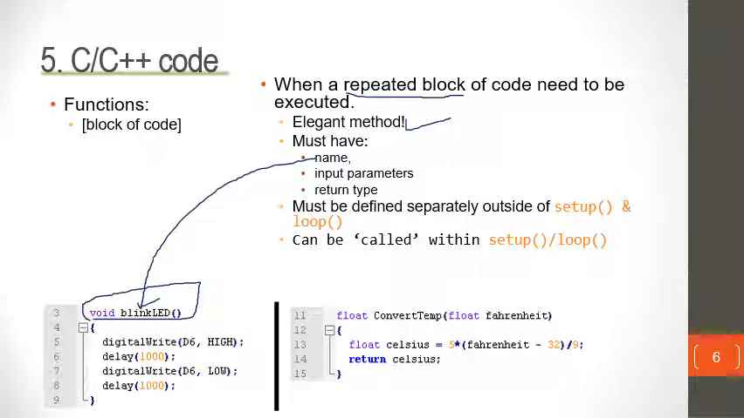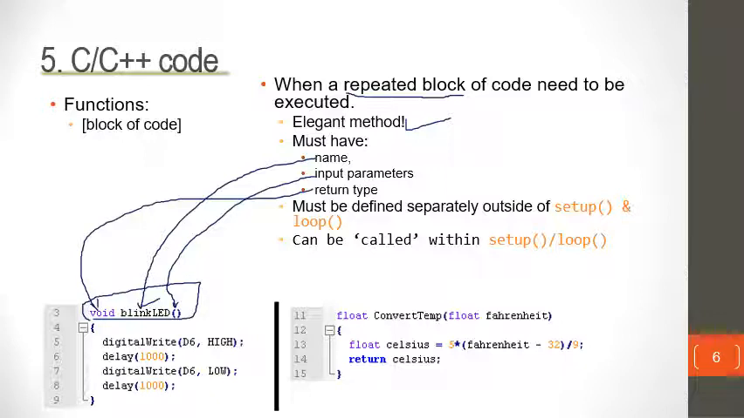It will also have input parameters. In this case here, it does not have input parameters. Input parameters would have to be in between these brackets. And sometimes it has a return type. But in this case, this is not a good example of that because the return type is void.